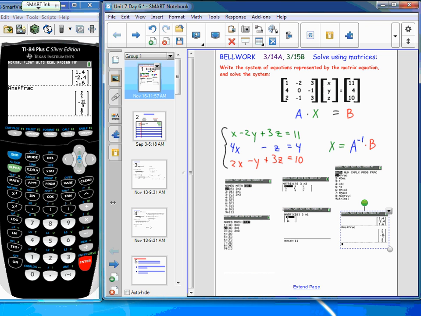Yum, yum, yum, yum. So it looks like my final answer would be the ordered triple x comma y comma z given by 7/5, negative 12/5, 8/5.